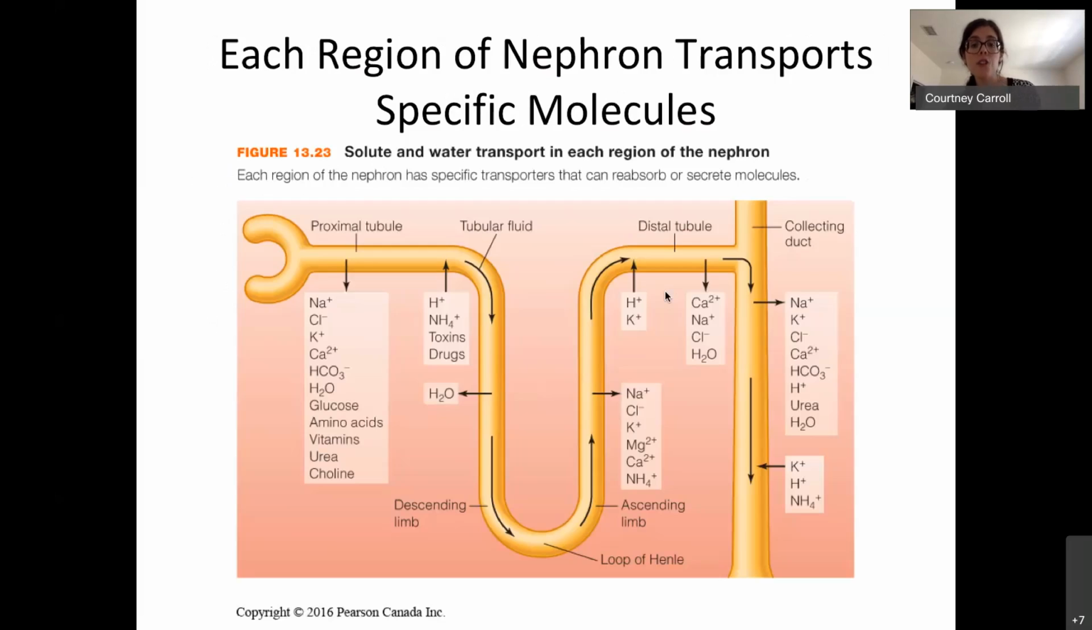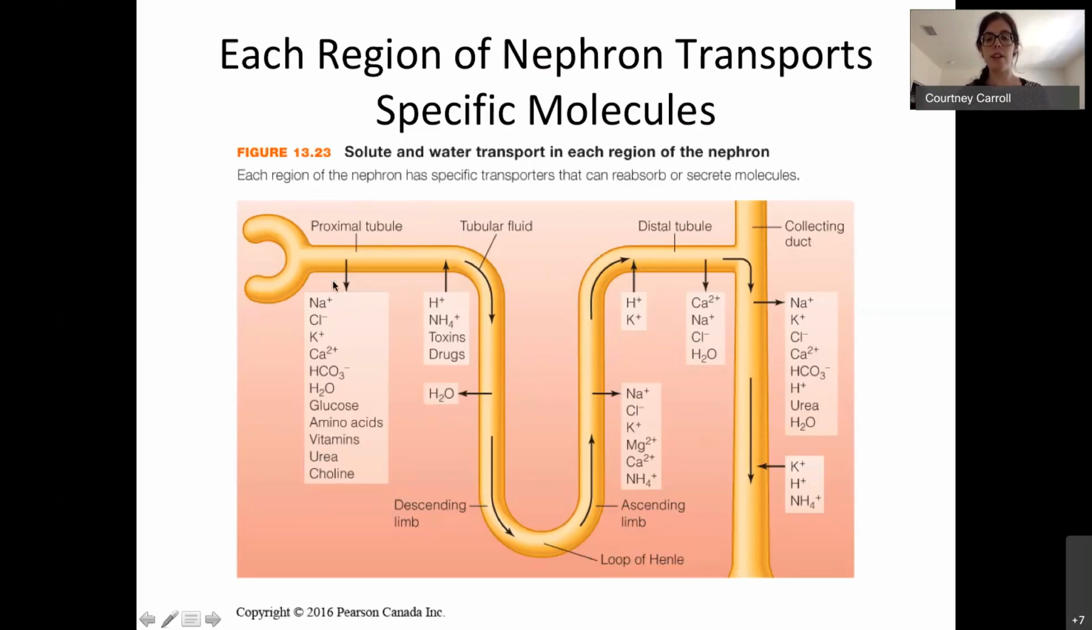Okay, as we're going to talk about, each region of the nephron transports specific molecules. If you were to take the nephron and kind of stretch it out, we've got different regions. We've got the proximal tubule, the descending limb of the loop of Henle, and the ascending limb of the loop of Henle, leading to our distal tubule, and a bunch of distal tubules will all come together and dump their urine out into that collecting duct.